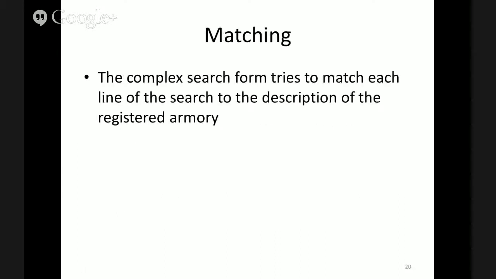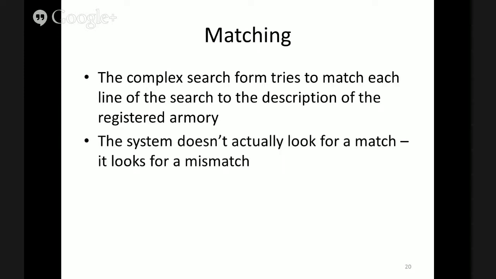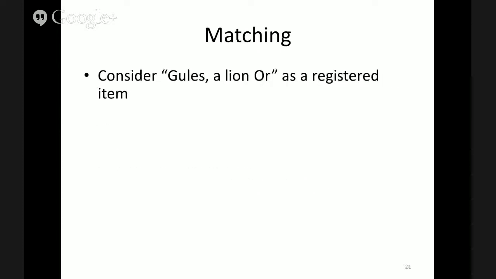All right. So how does all this matching work? The complex search form tries to match each line of the search to the description of the registered armory. Now, it's important to note it doesn't actually look for a match. What it looks for is a mismatch. And that's a really important thing to understand, and you will see why in a minute. But keep that thought in the back of your head. It only tells you when something doesn't match, not when something does match.